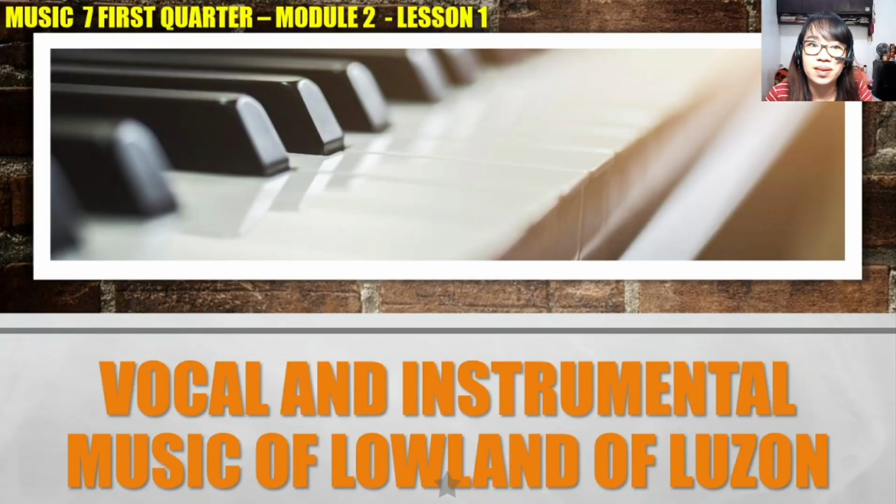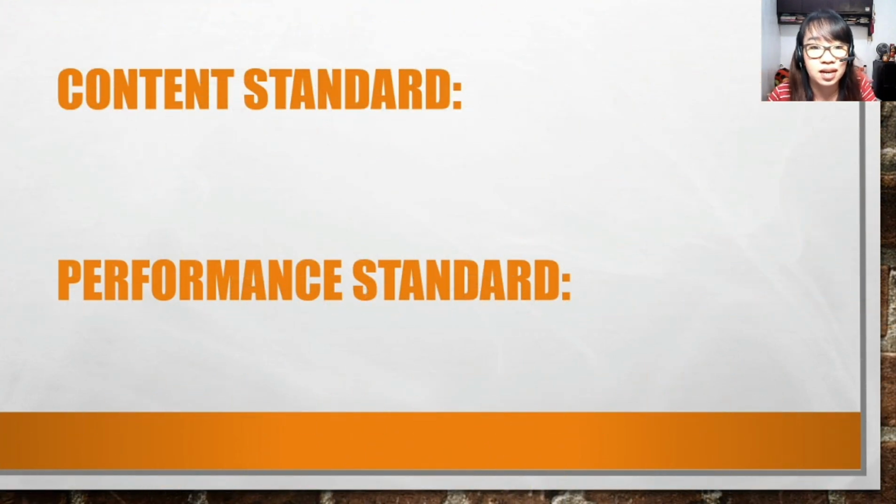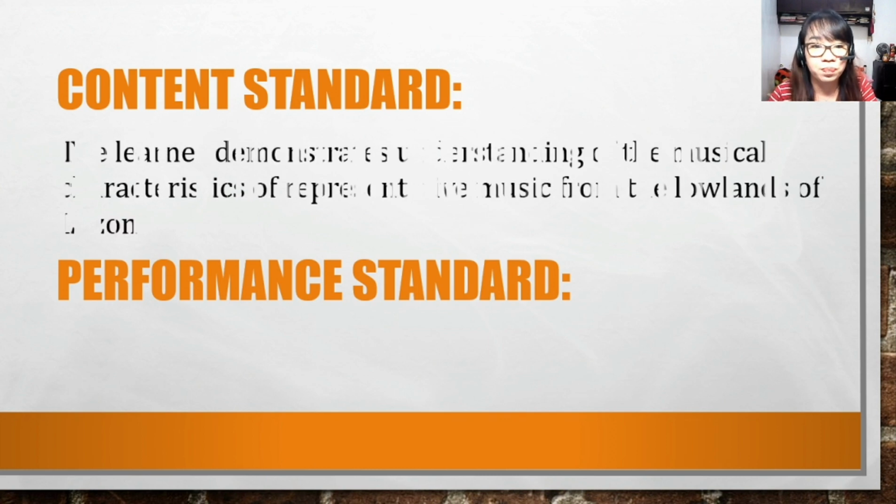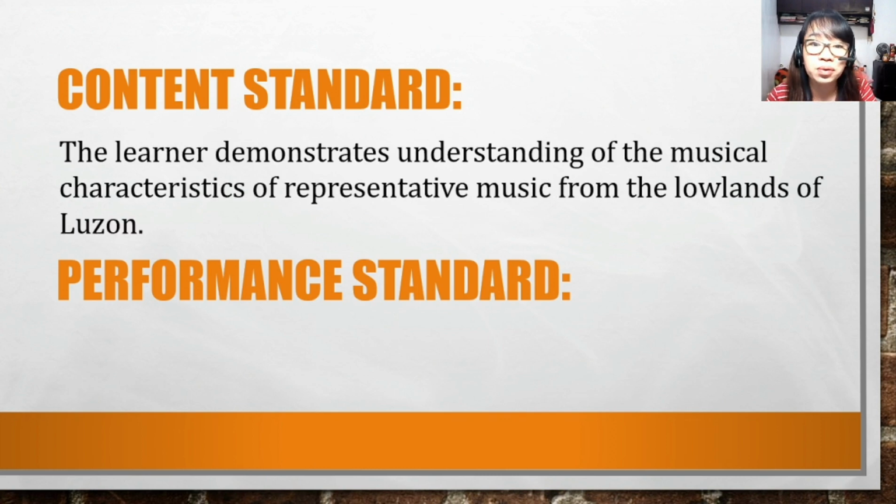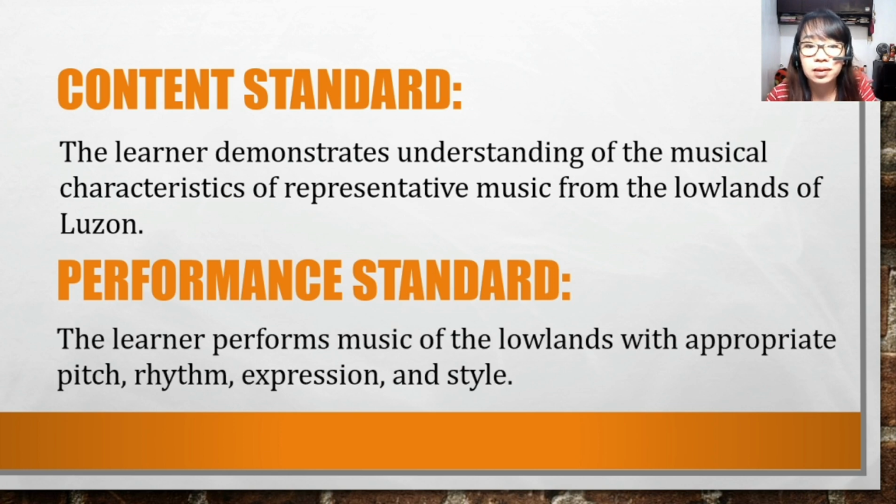Okay, so again, we have Music 7, first quarter, Module 2, lesson number 1, vocal and instrumental music of the Lowlands of Luzon. Now, let us continue. Let us have first the content standard and the performance standard. Content standard: the learner demonstrates understanding of the musical characteristics of representative music from the lowlands of Luzon. Performance standard: the learner performs music of the lowlands with appropriate pitch, rhythm, expression, and style.